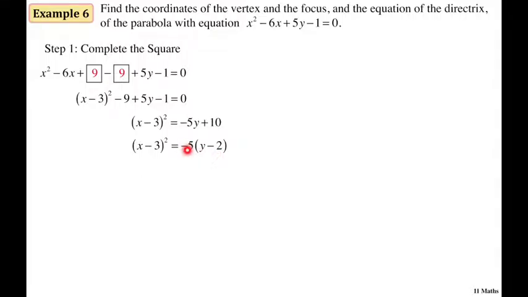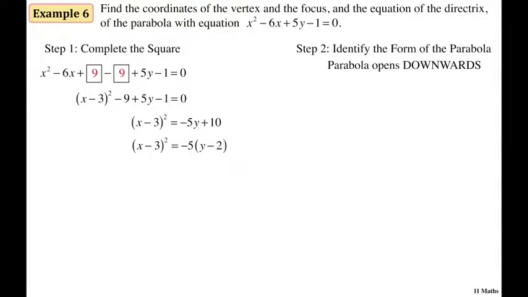Think of it, just to expand it. What's minus 5 times y? Minus 5y. Minus 5 times minus 2 is plus 10. I now have all the information I need to calculate the vertex and the focal length. Now, I do know this parabola opens downwards because it's an x squared equals minus y part. The minus and the x squared tell me the parabola opens downwards.